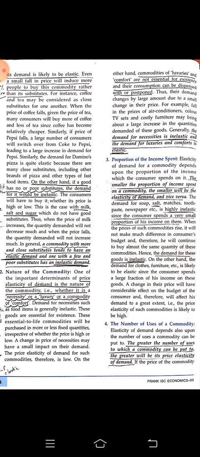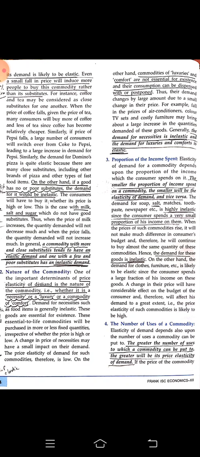So, we have substitutes like tea, coffee, Pepsi, Coke, all these substitutable goods. And non-substitutable goods, where we don't have a close substitute, are salt, sugar, milk, all these come into it. Number 2, nature of the commodity.